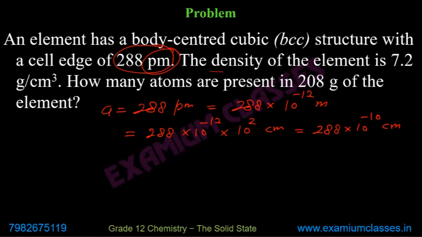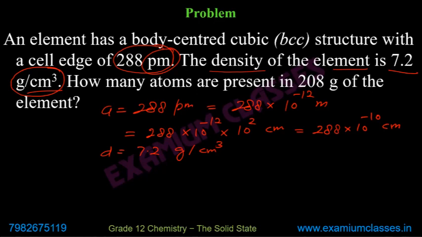Okay. The density of the element is 7.2 gram per centimeter cube. Why is edge length in centimeter? Because the other units, for example, density is in gram per centimeter cube. So that's why edge length is also in centimeter. Density is given as 7.2 gram per ml or gram per centimeter cube, same thing, gram per cc, same thing.